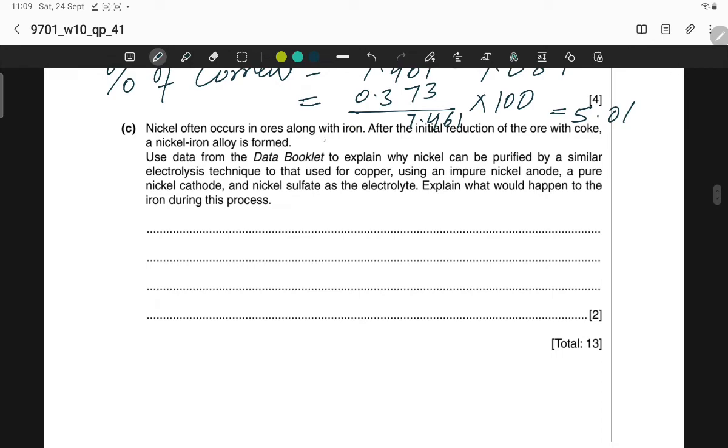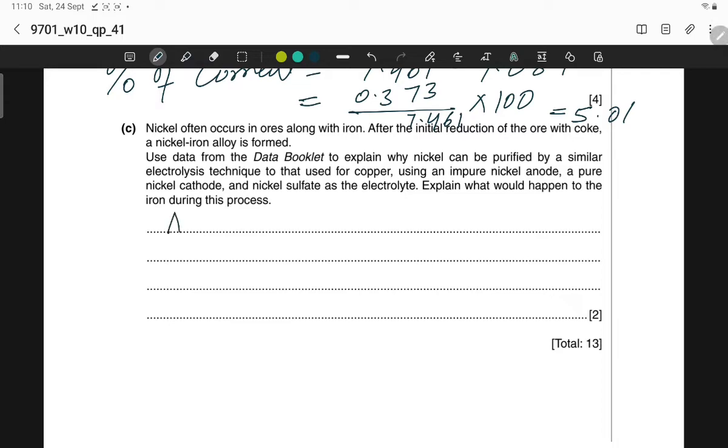Nickel often occurs in ores along with iron. After the reduction of the nickel ore with coke, a nickel-iron alloy is formed. Use data from the data booklet to explain why nickel can be purified by a simple electrolysis technique similar to that used for copper, using an impure nickel anode, a pure nickel cathode, and nickel sulfate as the electrolyte. Explain what would happen to the iron during this process. Because iron is more reactive, it has a more negative E cell value than nickel, so the iron will dissolve or oxidize earlier than nickel.